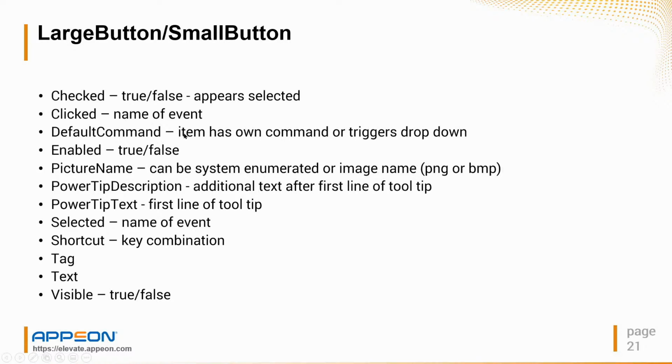So if the default command is set to false, that means that the clicked event and selected events won't do anything. Instead, clicking on this button will drop down a list of items that you've defined within it. The one thing that you need to adjust to is that checked. I mean, you don't check a command button. What that does is it makes it appear selected. It puts a blue sort of square around the image and makes it appear selected. I think I covered everything there.